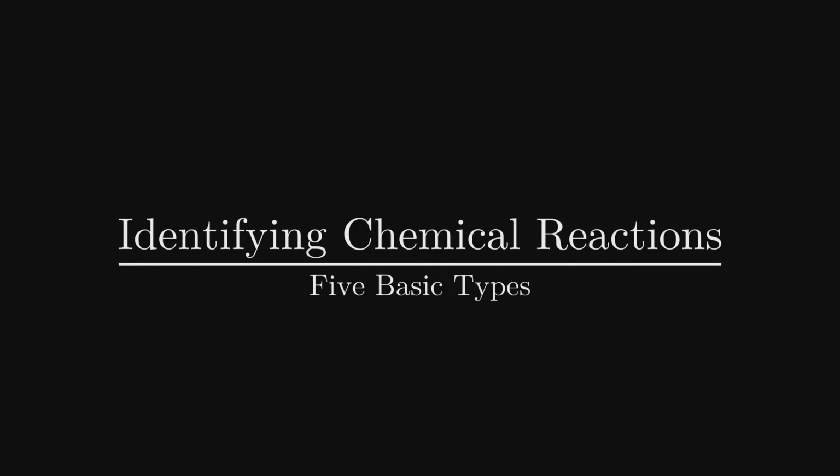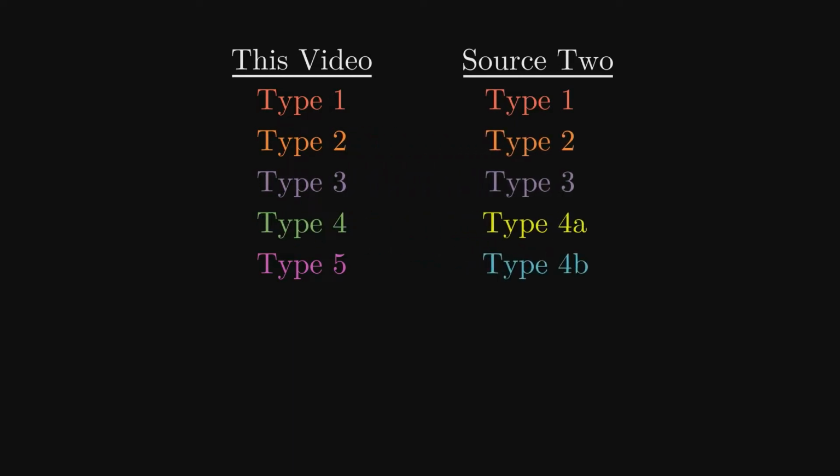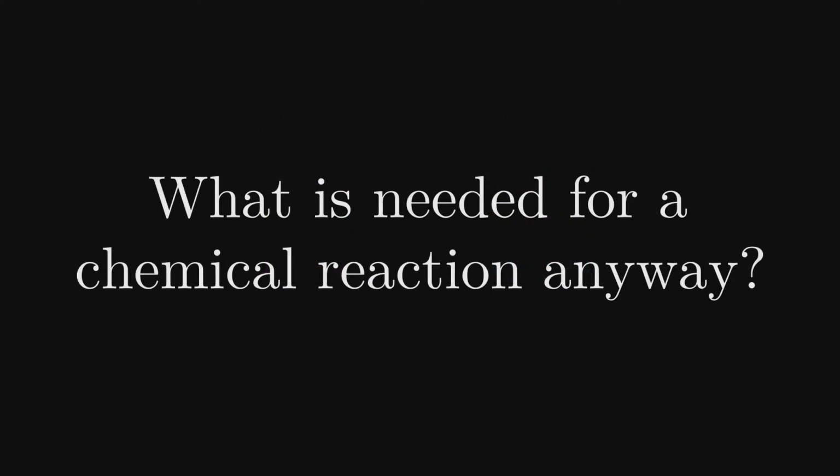of chemical reactions. Now, you may find a source mention more than 5, and in most cases they are mentioning a variation of one of the main 5. I will point those out when I get to them. But before we start, what exactly do we need for a chemical reaction anyway?